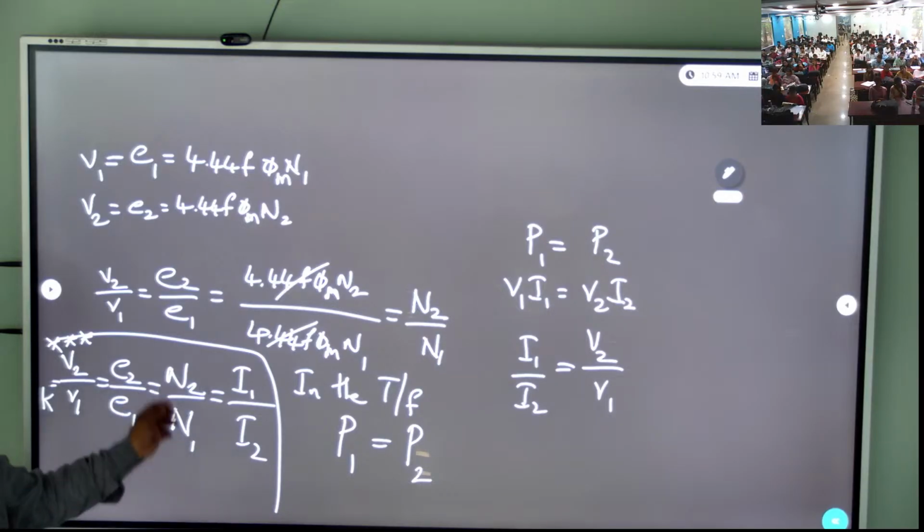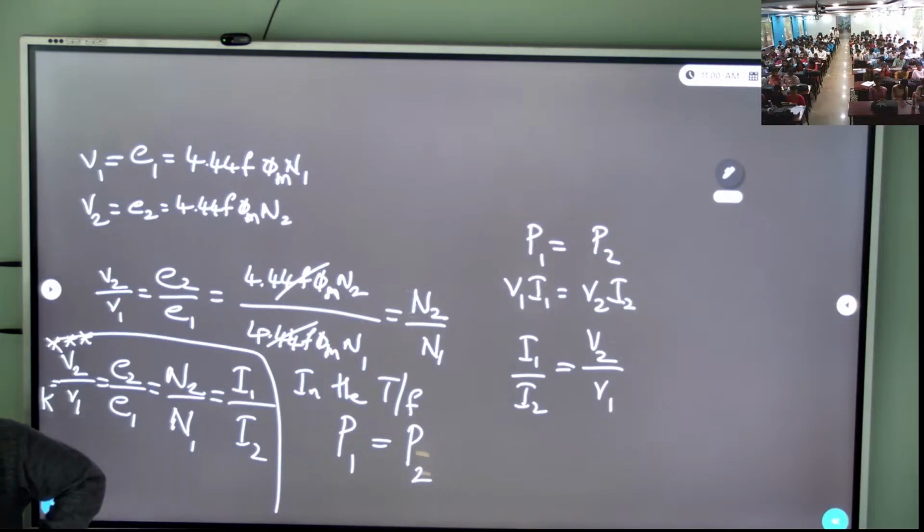Among all these, if you know any 3, can you find out the remaining 1? For example, you know V2 by V1 is equal to N2 by N1. What is V2? Secondary voltage. What is V1? Primary voltage. You know the secondary number of turns but are unable to find N1. So by knowing V2, V1 and N2, you are able to find N1. If you know only one current, are you able to find the remaining current? If you know I1, I2 can be obtained. Yes, I2 can be obtained.